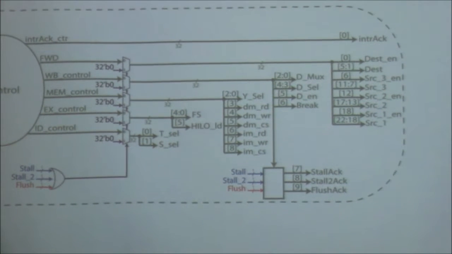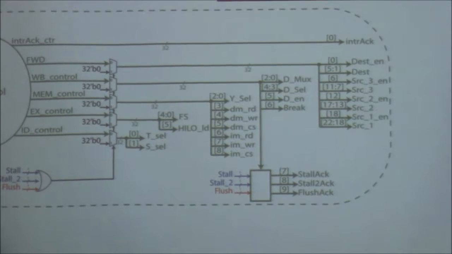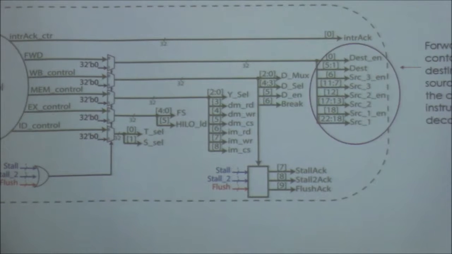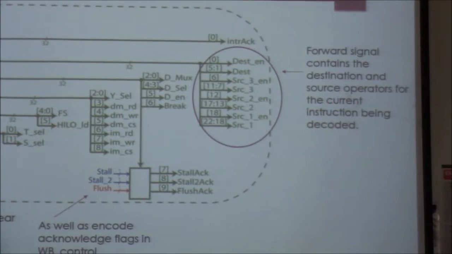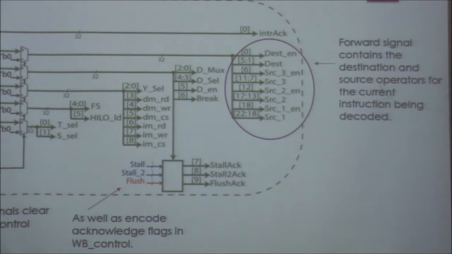This is showing the forwarding signal. So the forwarding signal is a 32-bit signal composed of the destination and source operation addresses for that current instruction. The stall, stall 2, and flush signals are being used to clear the control signals as well as to encode an acknowledge signal within the write-back state, or write-back control.